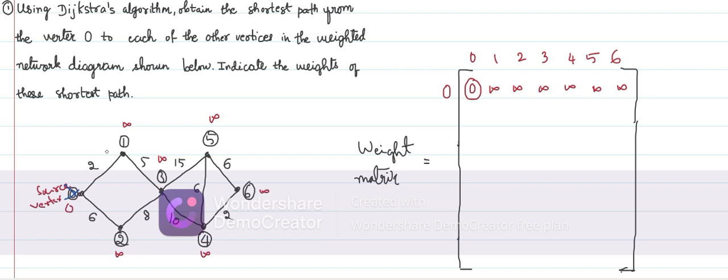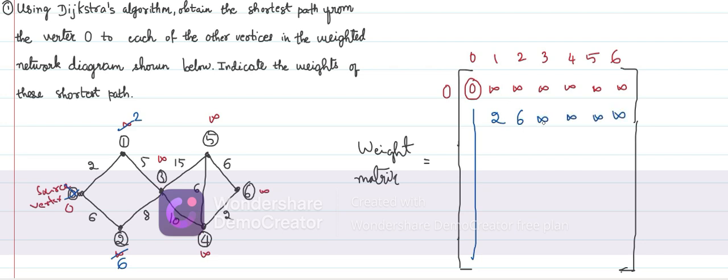So 0 plus 2 is 2. Among 2 and infinity, we should consider the minimum, which is 2. Here 0 plus 6 is 6. Among 6 and infinity, we have to choose 6. So in the second iteration, we have allocated the weight to the vertices 1 as well as 2. Here 0 is fixed throughout. For the vertex 1 we assigned the weight 2, for the vertex 2 we assigned 6, and the remaining have infinity.